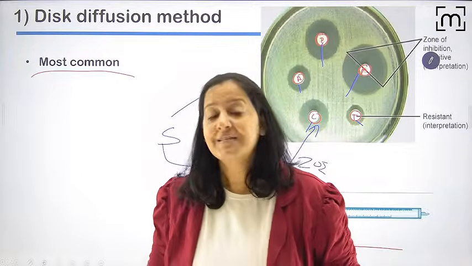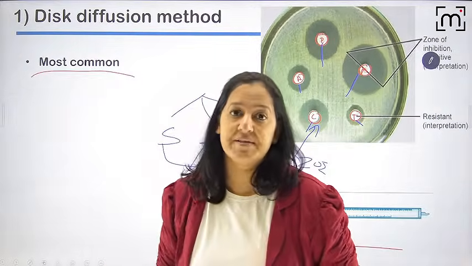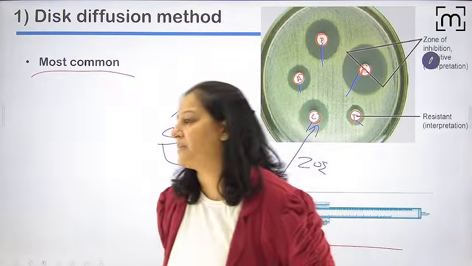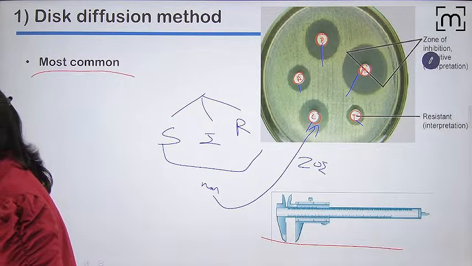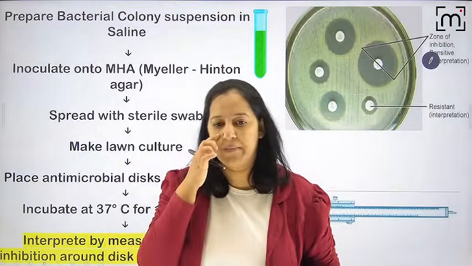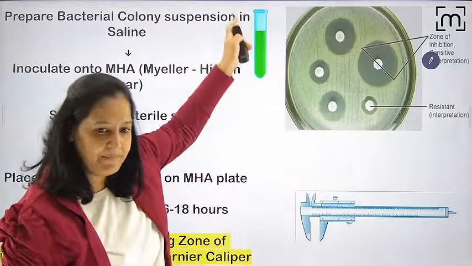What is AST? This is the day-to-day routine we perform in our laboratories. This is AST, antibiotic susceptibility test. How many of you got it? Everyone got it? This is how we perform it. So this is the complete procedure written. The same thing I have told you.